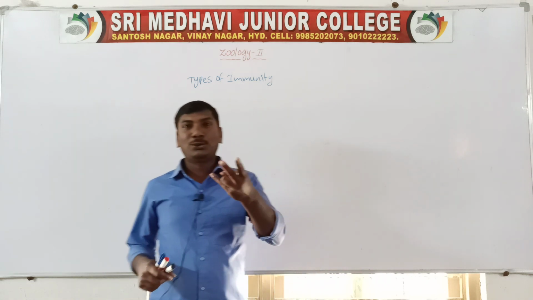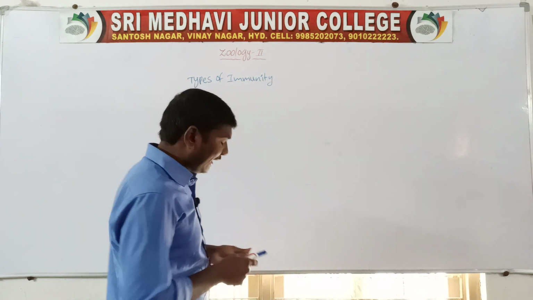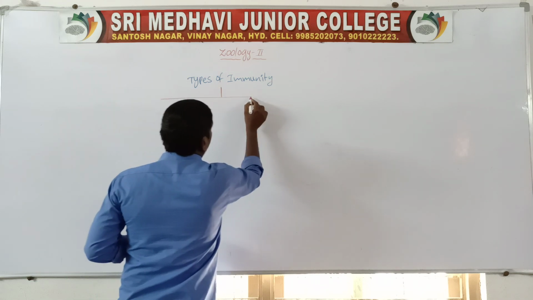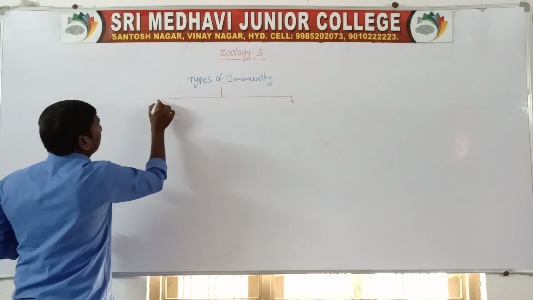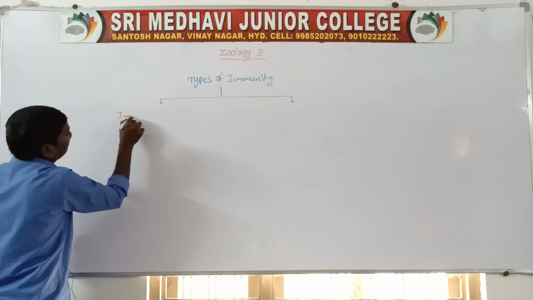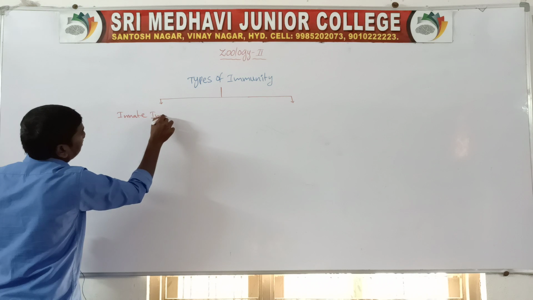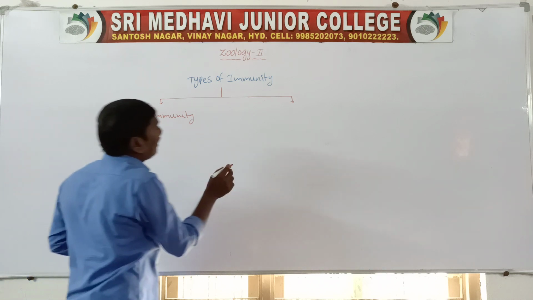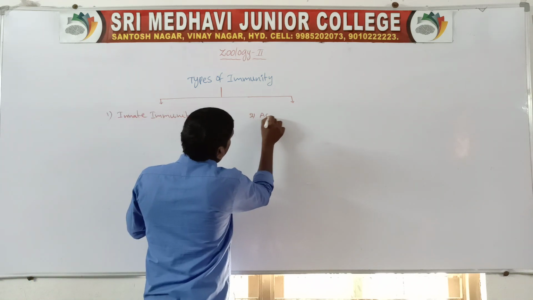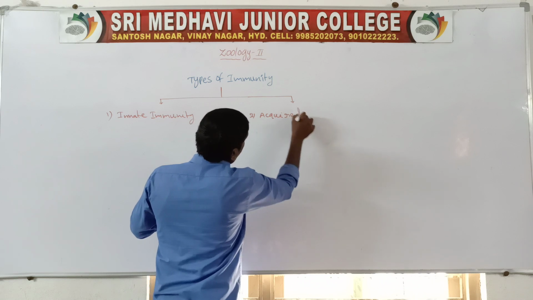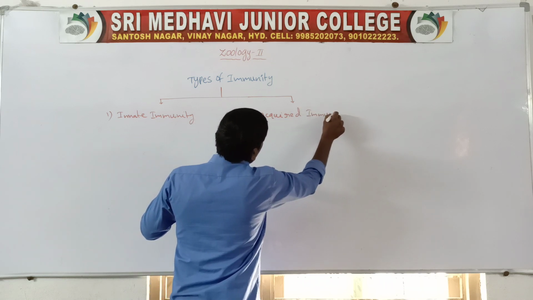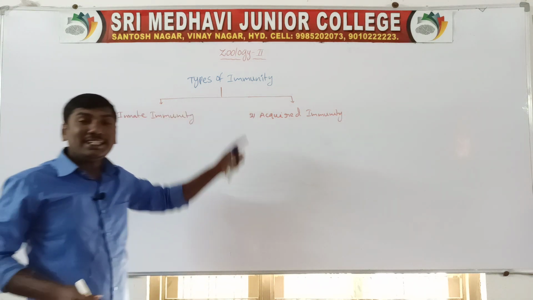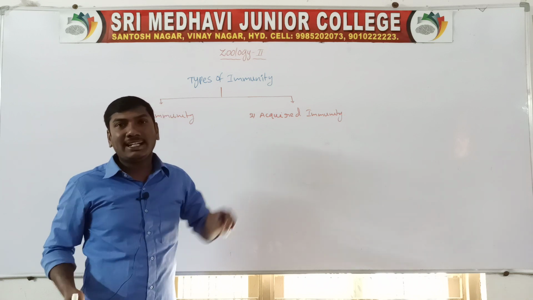Today we will discuss types of immunity. Immunity is of two types. First one is innate immunity, second one is acquired immunity. Innate immunity and acquired immunity. So the types of immunity: first one innate immunity, second one acquired immunity.